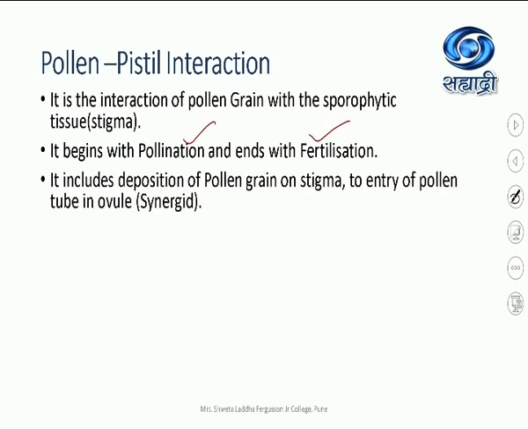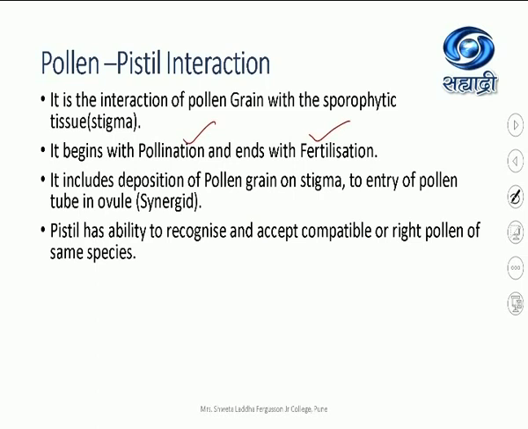It includes deposition of the pollen grain on the stigma to entry of the pollen tube in the ovule, and it will reach the synergid. The pistil has the ability to recognize, this is important, and accept compatible or right pollen of the same species. If the pollen grain of the same species falls on the stigma, then only the pollen tube will be formed. Otherwise, if it is of another species, it is incompatible, pollen tube formation will not take place, and pollen-pistil interaction will not be successful. Only intraspecific, within the same species, pollen germination occurs.